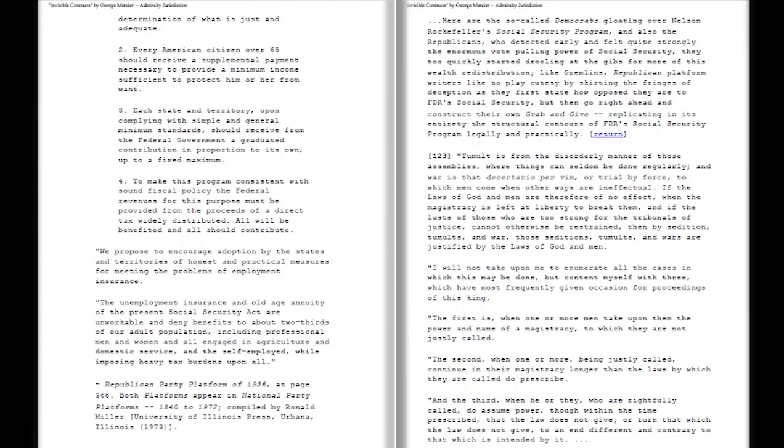Like gremlins, Republican platform writers like to play cutesy by skirting the fringes of deception as they first state how opposed they are to FDR's Social Security, but then go right ahead and construct their own grab and give, replicating in its entirety the structural contours of FDR's Social Security program legally and practically.